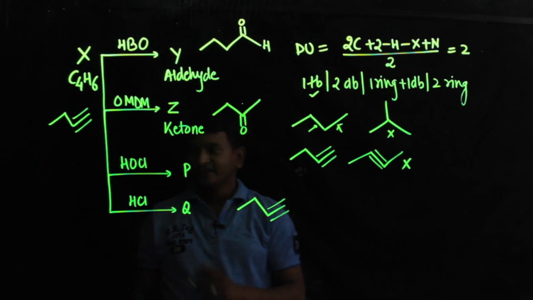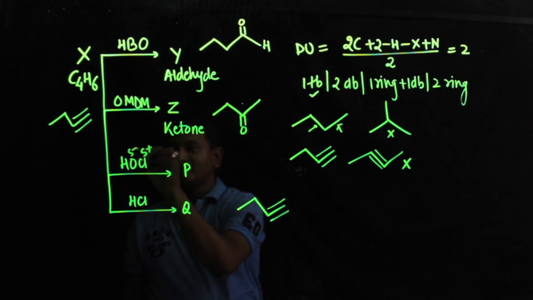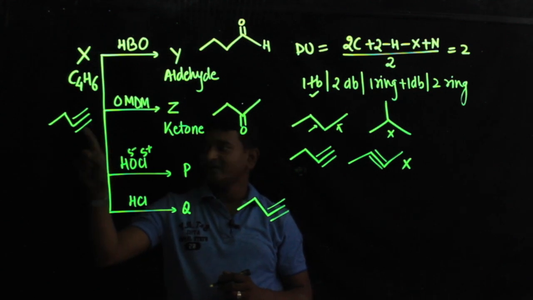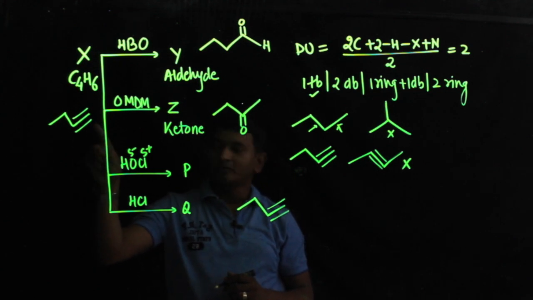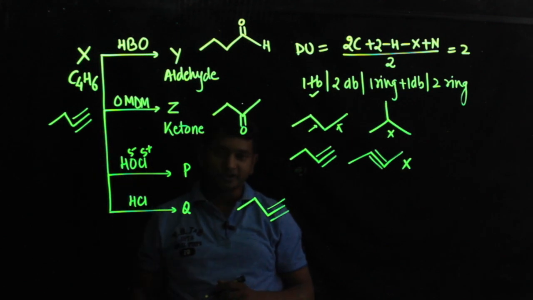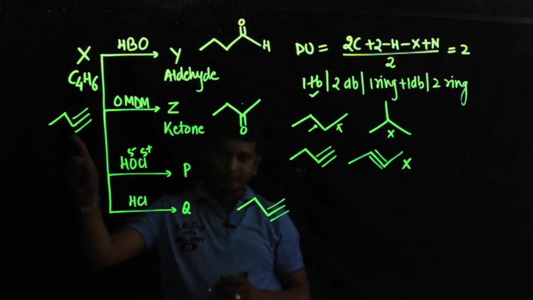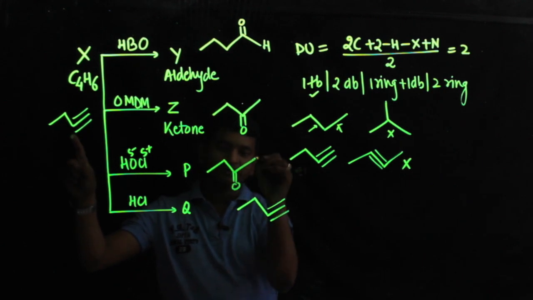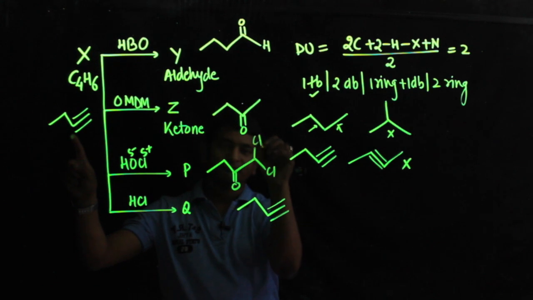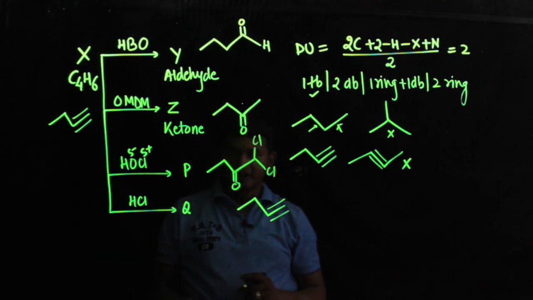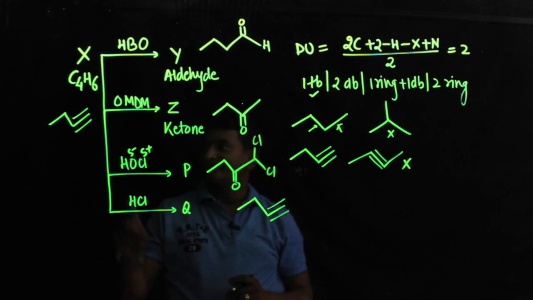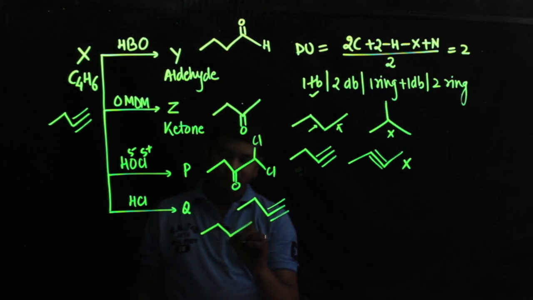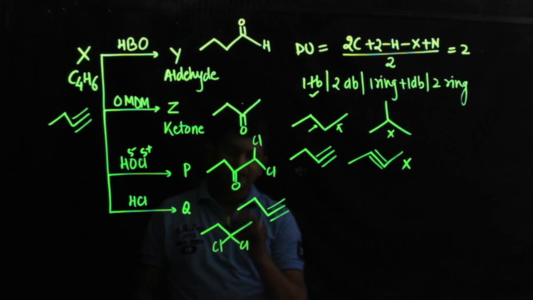Here for HOCl, in this case Cl is an electrophile while OH is a nucleophile. So attach Cl over this position, OH over this position, again Cl over this position and OH over this position. If the same carbon has two OH groups, then one molecule of water goes out and our product comes to be like this. And here for Q, two molecules of HCl must be added to this alkyne. So following the Markovnikov rule, our product will be like this.